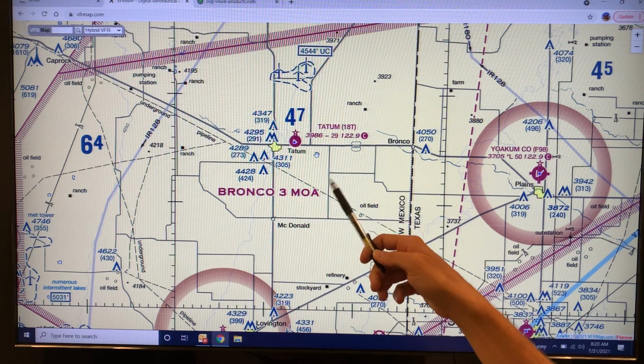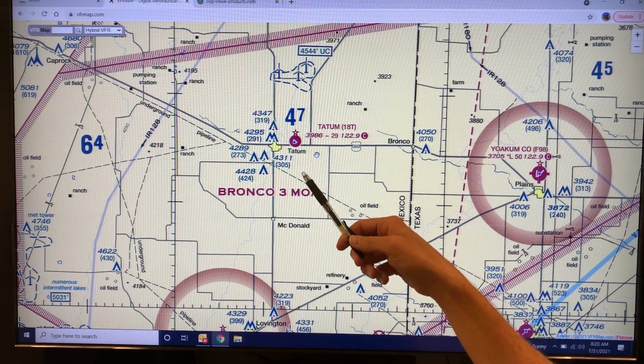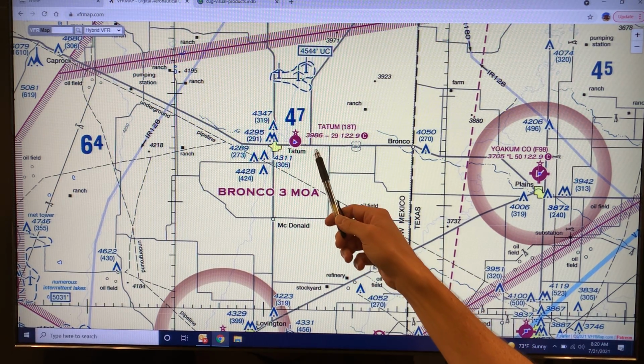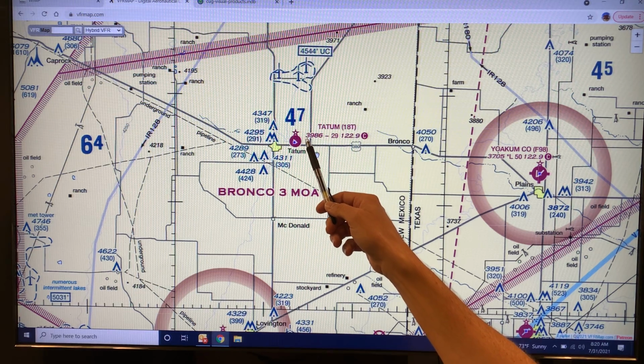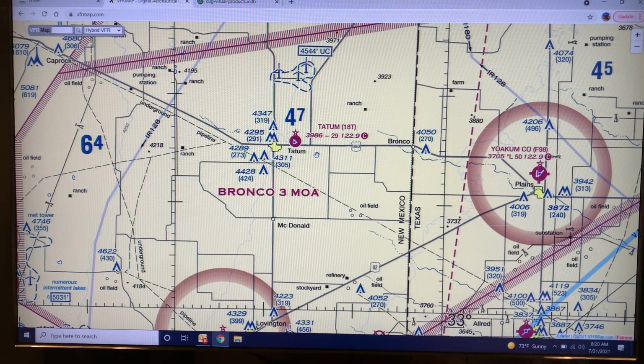You're supposed to have a chart and a chart supplement, both of which are contained on an electronic chart, on pretty much every electronic chart. So we have field elevation, runway length in hundreds of feet. So just add 00 to that, and you have the length of the longest runway on the field.